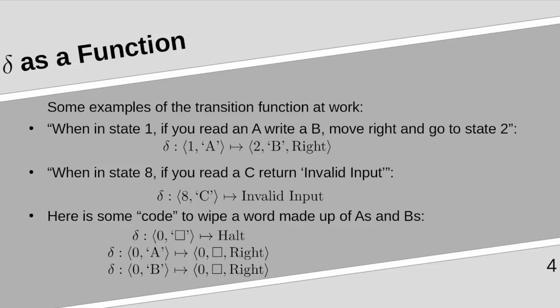And as you can see, this function is looping into itself because it's remaining in state 0 and repeatedly replacing A's and B's with blanks and moving the head across the tape until it reaches a blank, which signals the infinite length of blanks at the end of the word. At that point, it's like, okay, we've reached the end of the word, we'll halt.